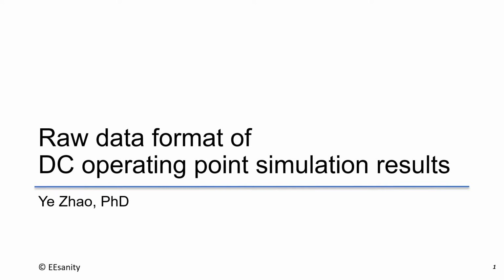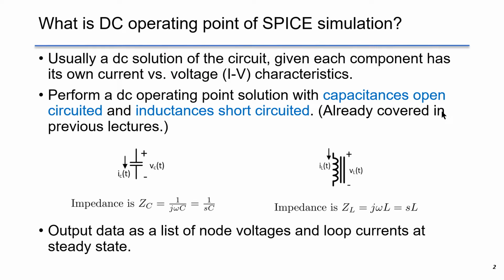Today I will be discussing the raw data format of DC operating point. What is a DC operating point of SPICE simulation? Usually it's a DC solution of a circuit. This circuit may consist of different components with its own current versus voltage characteristics.